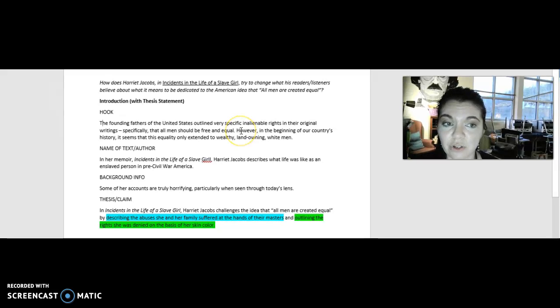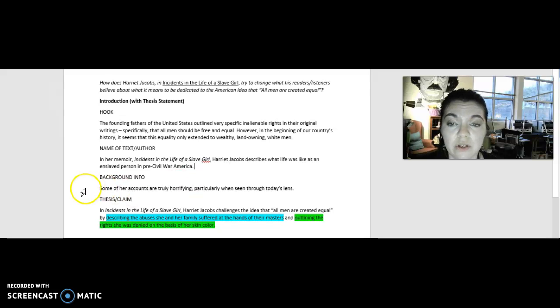The next sentence for your introduction paragraph needs to be the name of the text and the author. Here, we see where it says, "In her memoir, Incidents in the Life of a Slave Girl," oops, misspelled that, "Harriet Jacobs describes what life was like as an enslaved person in pre-Civil War America." So not only does this sentence tell us the name of the text as well as the author, it also describes a little bit about what this actually is supposed to be about. So it gives you some background information on the text itself.